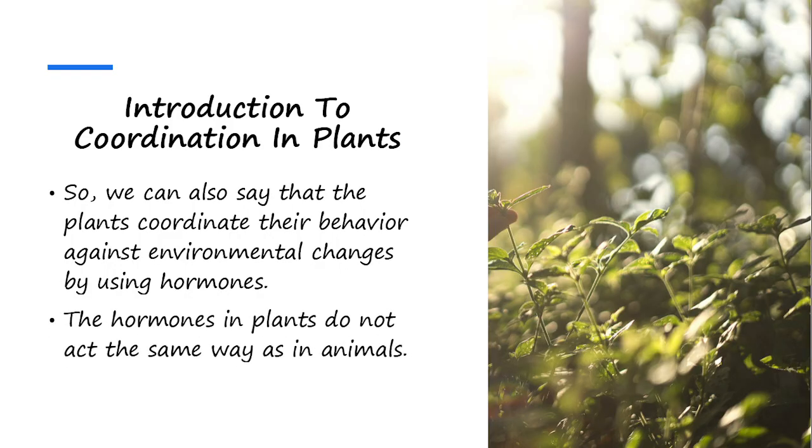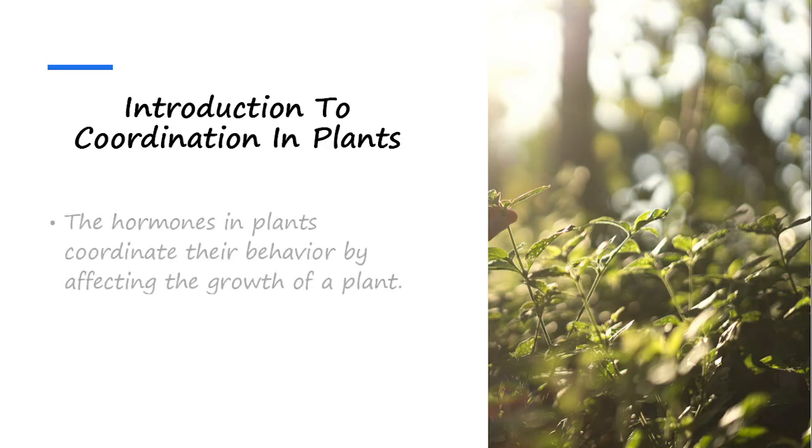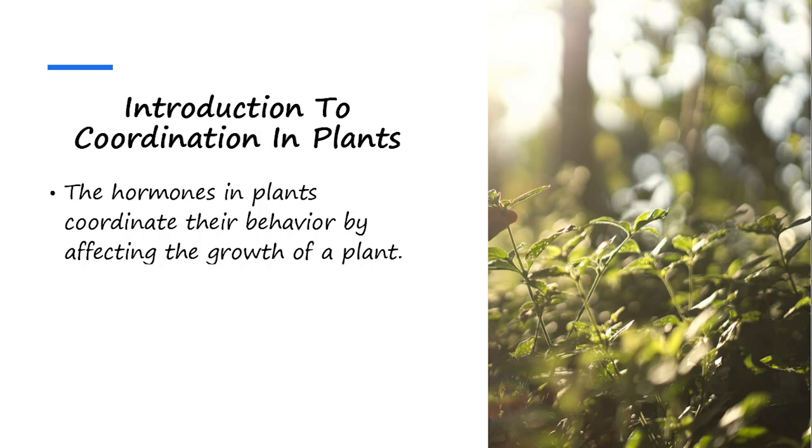The hormones in plants do not act the same way as in animals. Animals have hormones, and plants also have them, but they act very differently from one another. As we've seen, they also have very different nervous systems. So the hormones in plants coordinate their behavior by affecting the growth of the plant. So that's what the hormones in plants do. They affect the growth of the plant, compared to the hormones in animals, which act differently from those of the plants.